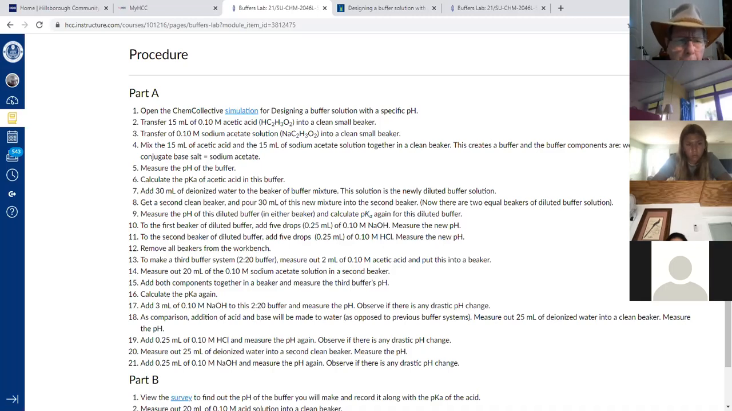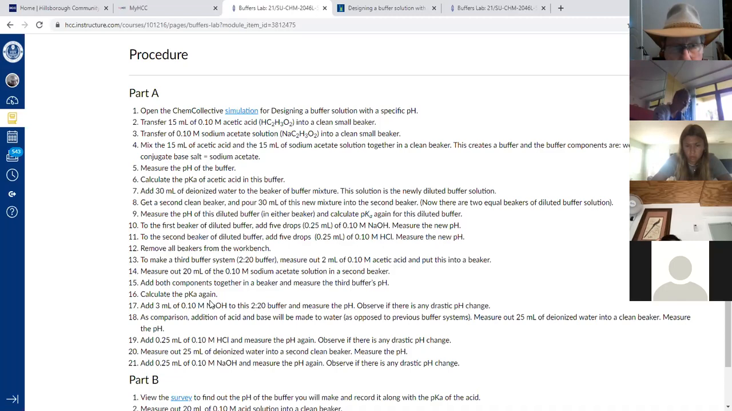Okay. All right, you're making the 2 to 20 buffer. In other words, 2 milliliters of acetic acid is going to be put in a beaker. Then you're going to add 20 milliliters of the conjugate base, the sodium acetate, to the beaker. You're going to measure the pH. You're going to calculate the pKa again. Okay, Jennifer? Then to that beaker with the 2 to 20 ratio mixture, you're going to add 3 milliliters of 0.1 base. And you're going to measure the pH.